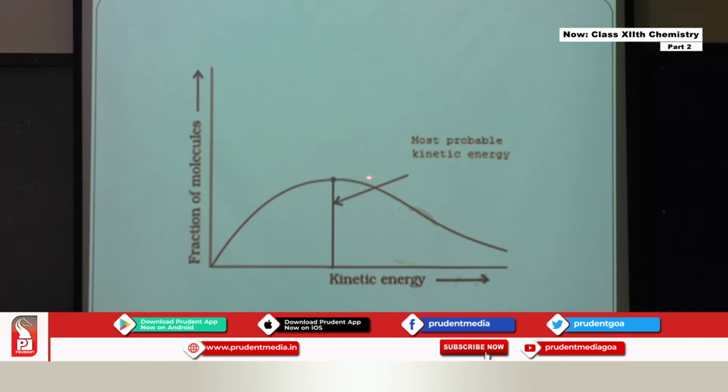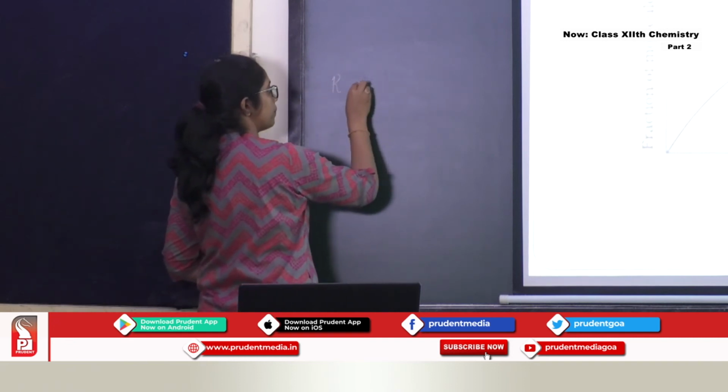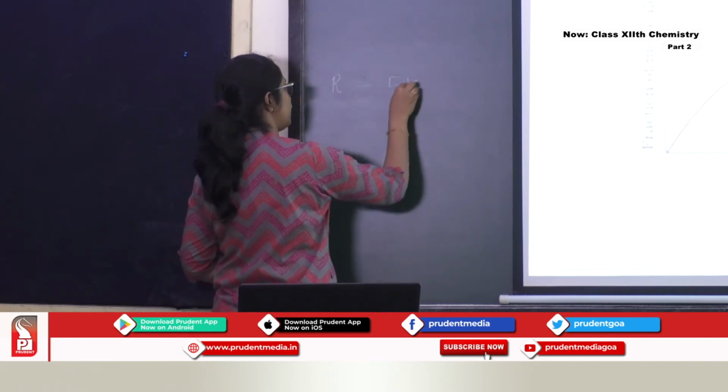Now, if you look at this curve here, the fraction of molecules having very low kinetic energy is very less, the area under the curve, while again the fraction of molecules having very high kinetic energy is also very less. The most probable kinetic energy is here in the middle of the graph. Most of the molecules have kinetic energy which is going to be somewhere here in between the lowest and the highest.